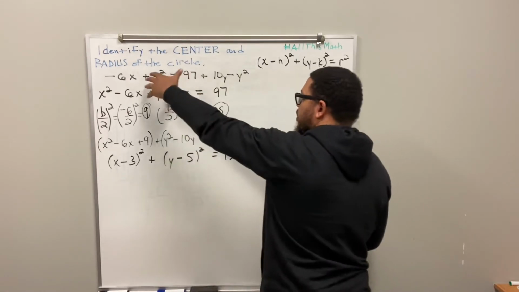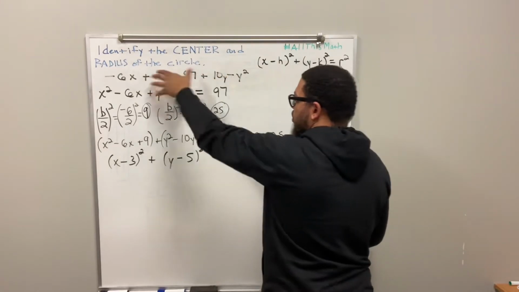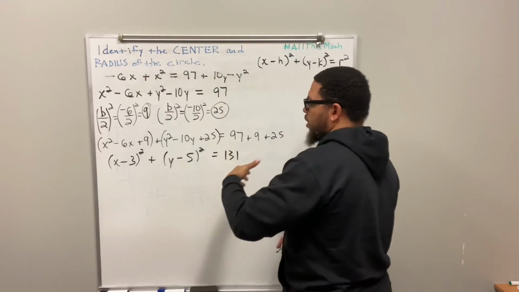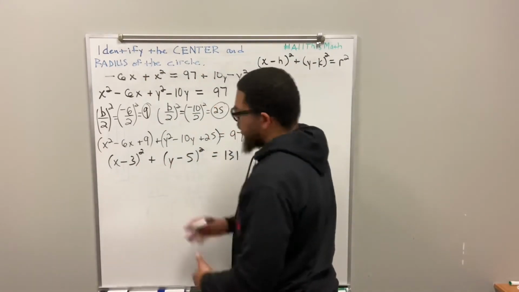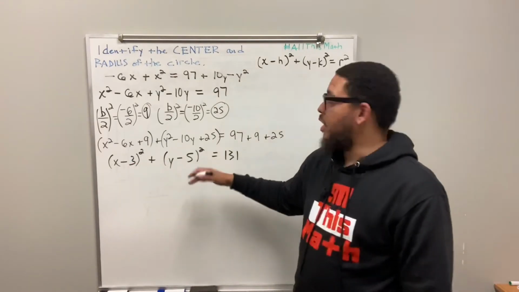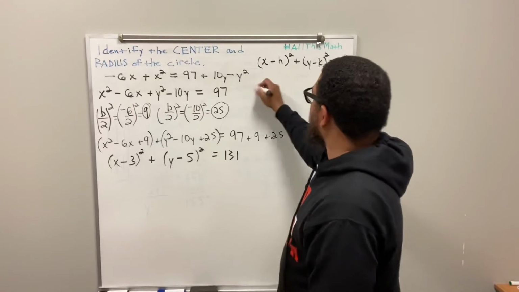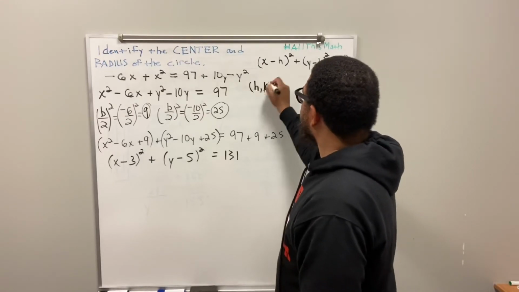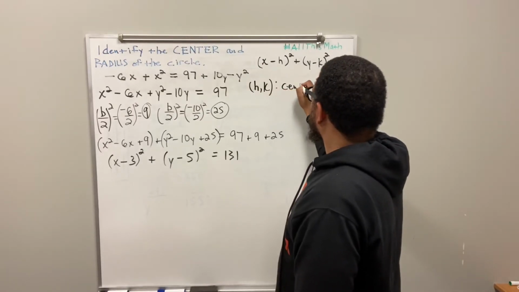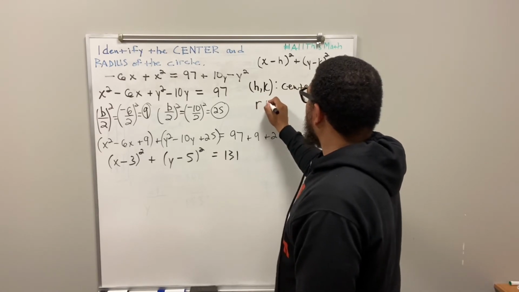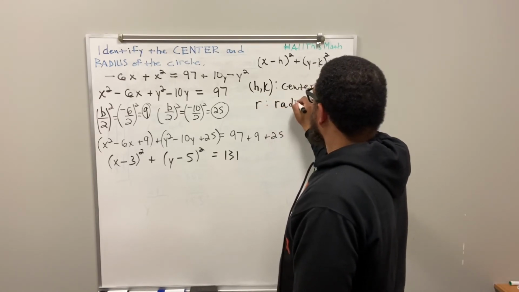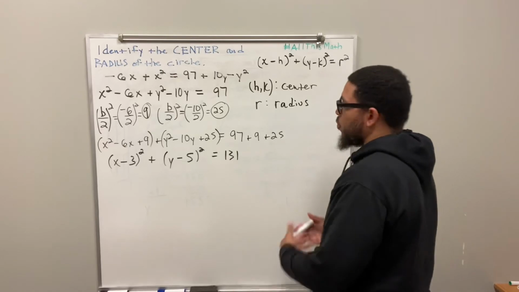Now, we took this original problem, this original equation, and we put it in standard form, right? This is the standard form of the equation of this circle, all right? So now, all I got to do is say, okay, watch this. H and K is the center. R is the radius. So what's my h?